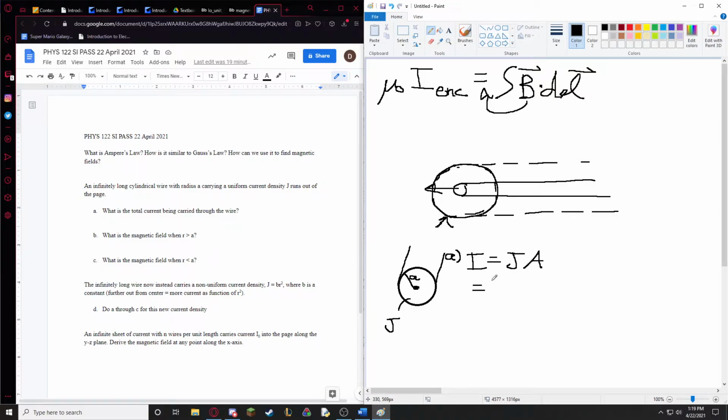What's the area of our cross section? It would be pi a squared. Yep, exactly. It's just the area of the circle, pi r squared. The radius r is a. So J pi a squared. That's our total current. So now, what would be the magnetic field outside of the wire? So when r is greater than a.